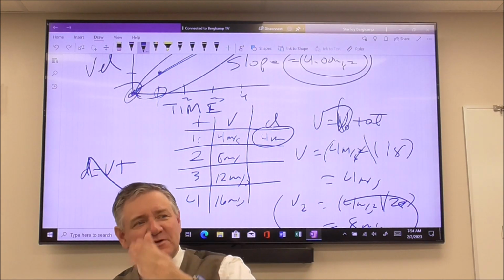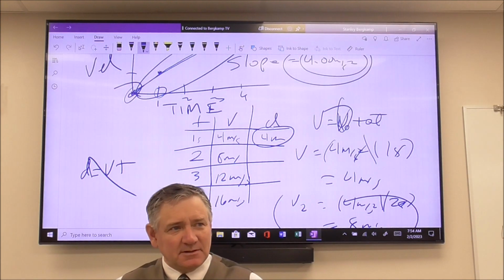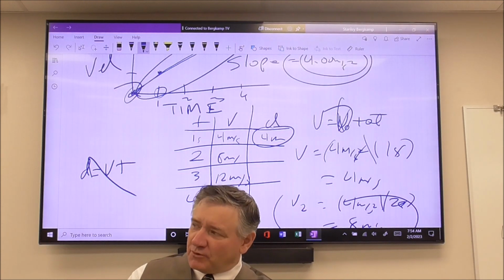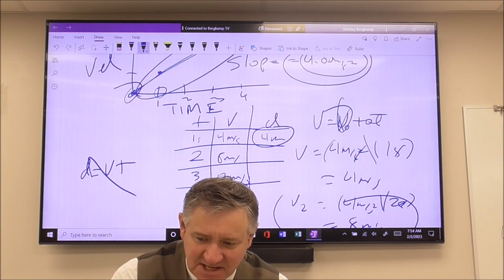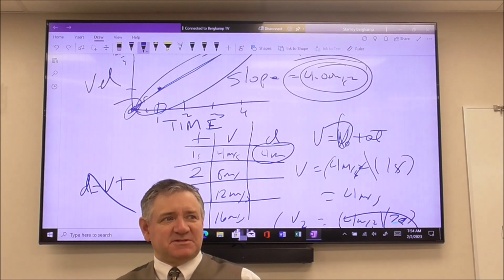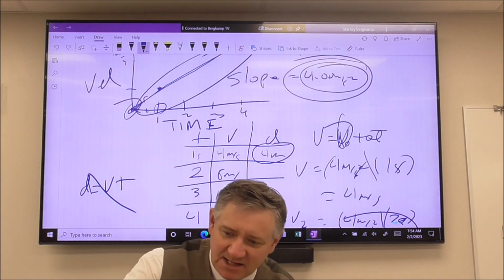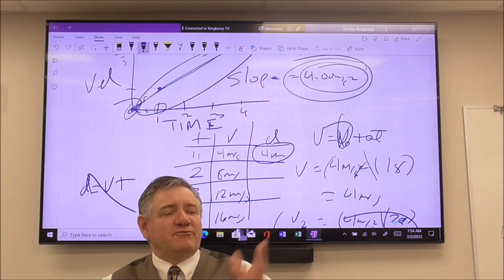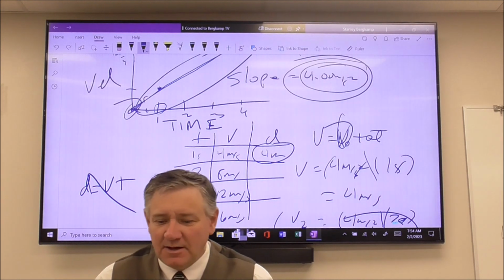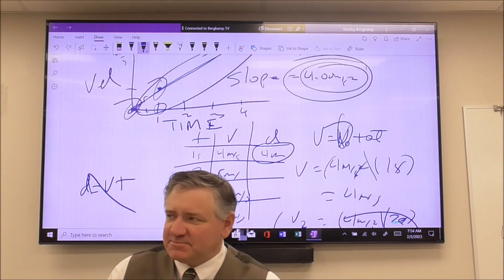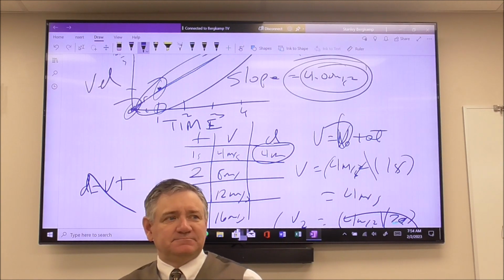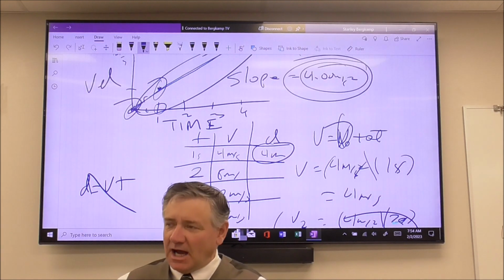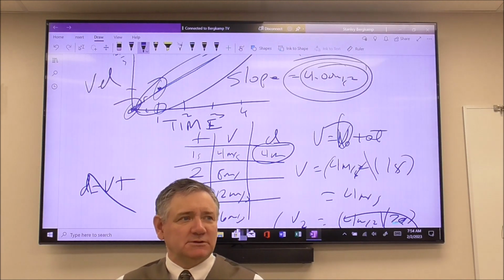Is it going 4 meters per second the entire time? No. What's the only time it's going 4 meters per second? At exactly 1 second. At a half a second, it was going 2 meters per second. At a tenth of a second, it was going 0.4 meters per second. It's only going 4 meters per second at that exact time of 1 second. Okay? It's bad. Stop. No. Horrible. Don't.